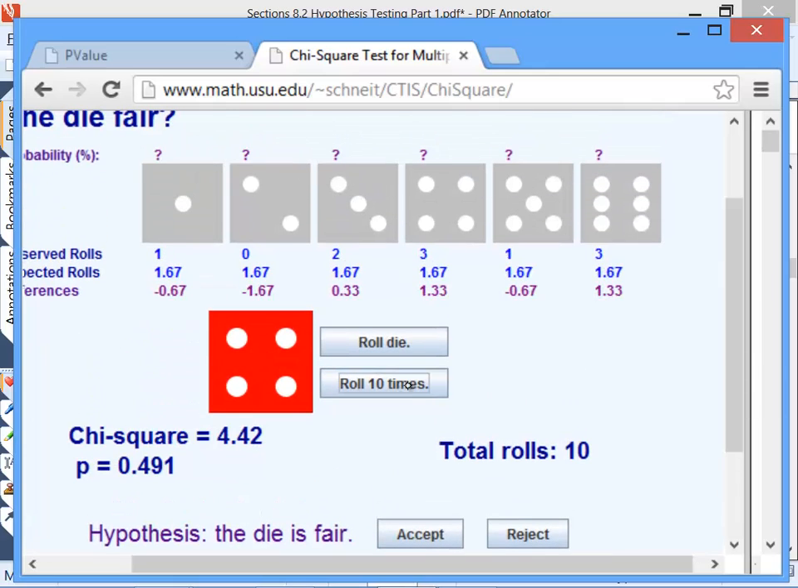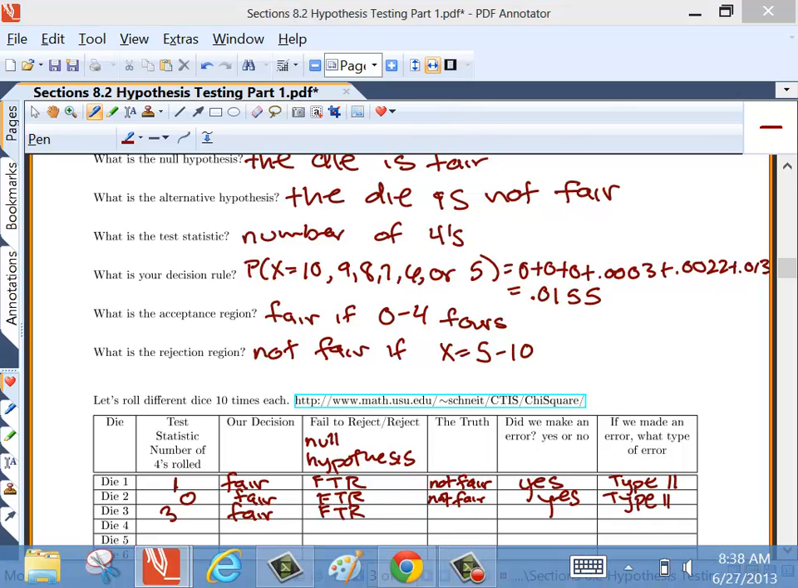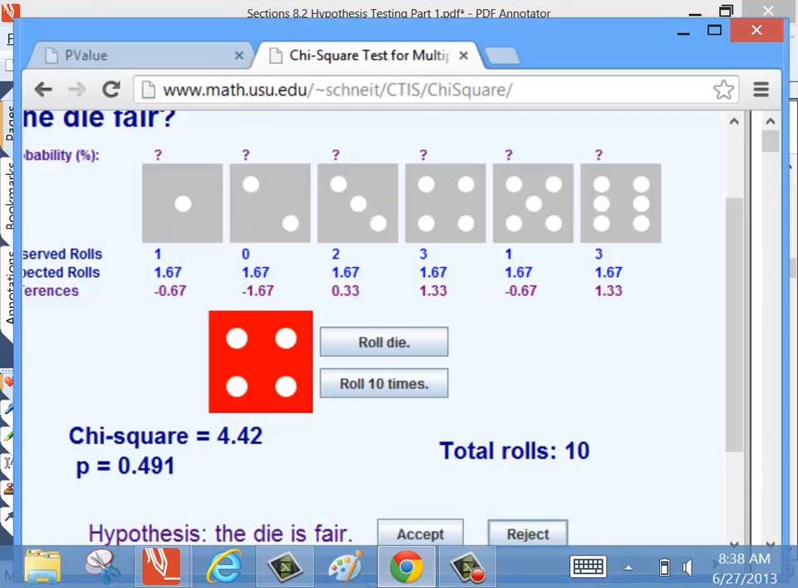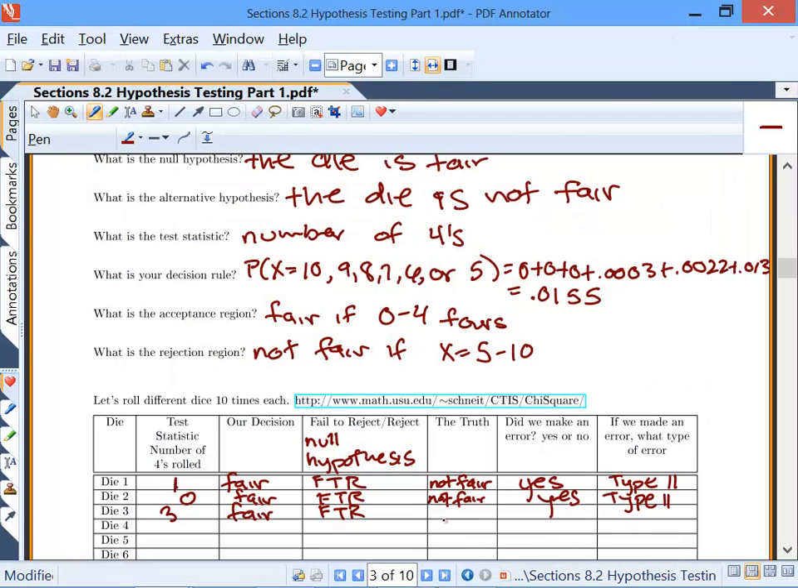Okay. Looks like this time we got 3 4s. So 3 4s, what is our decision? The coin or die is, let's see, 3 still falls within my acceptance, so fair. I will fail to reject, and hopefully we got this one right. No, we're still doing it. So the truth is not fair. Yes, and once again it is a type 2 error.